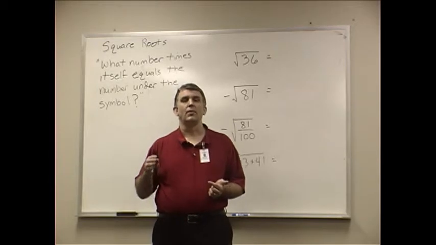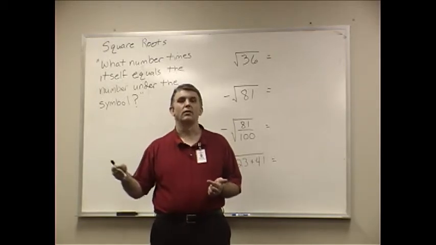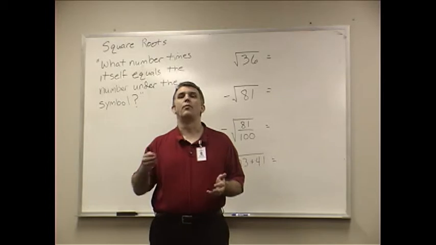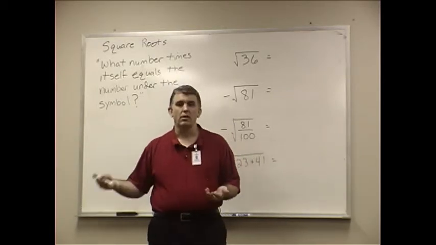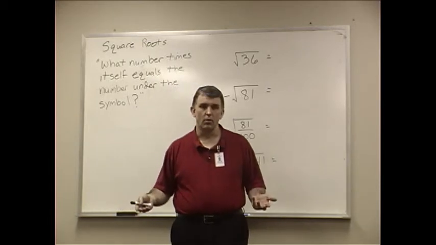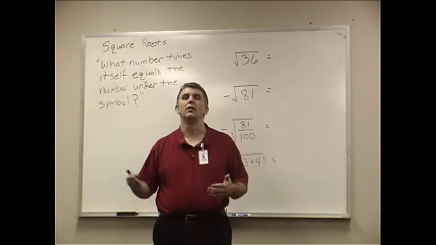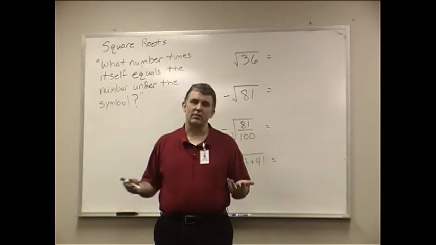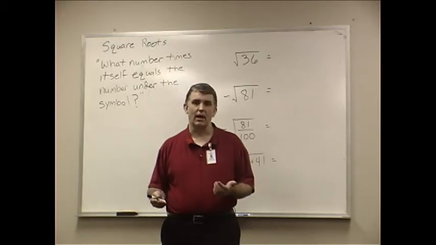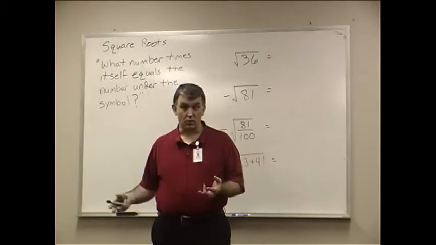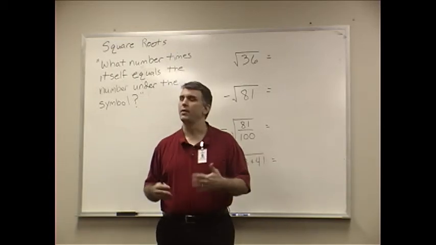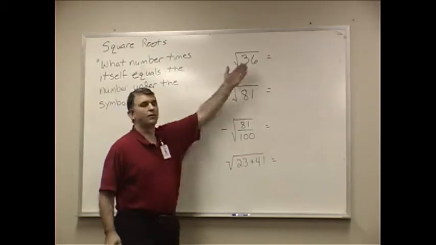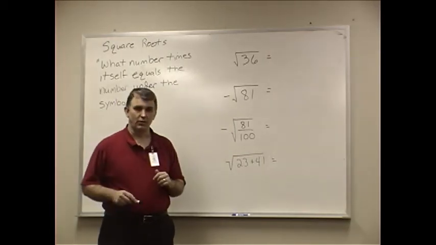So if you take something and you put it to the second power, let's say 4 to the second, well 4 to the second is 16. If you turn right around and you want to undo that, you undo that with a square root. What's the square root of 16? It's 4. That's just a little math theory behind it. But as far as actually doing it, what number times itself will give us the number under the symbol? That works great. So the first example, the square root of 36.